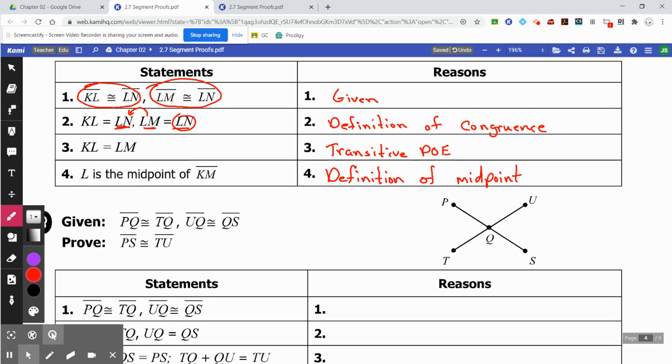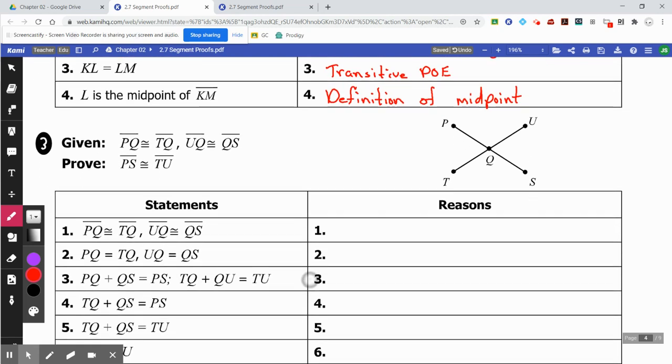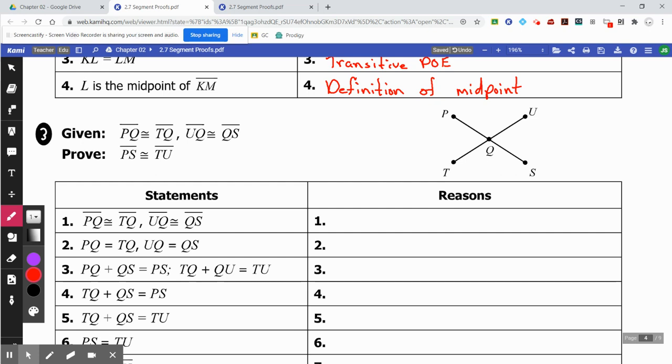Okay, the next one, number 3. We're given that PQ and TQ are the same. Here is PQ and here is TQ. We're given those two are the same. We're given that UQ and QS is also the same. And we want to prove that PS, which is the distance from here to here, is the same as TU, which is the distance from here to here.